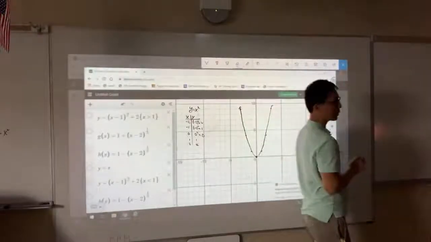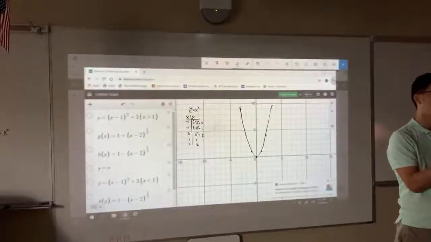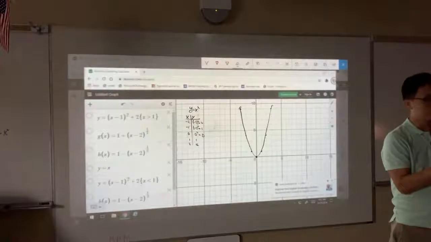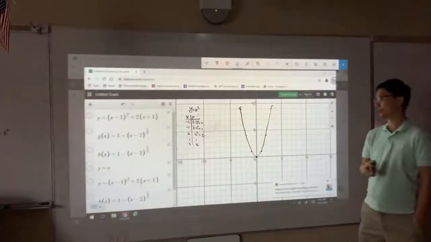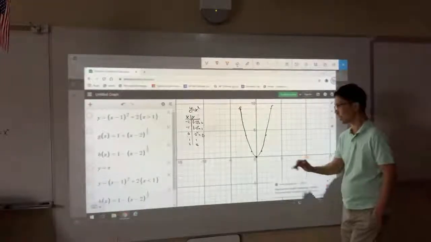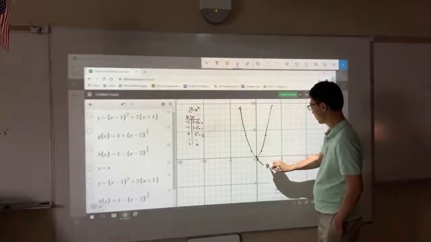Okay, so that is the first graph that you learn in Algebra 1 and Algebra 2. Now I'll teach you properly. We're going to understand some characteristics and vocab about this one. This point is called a vertex.